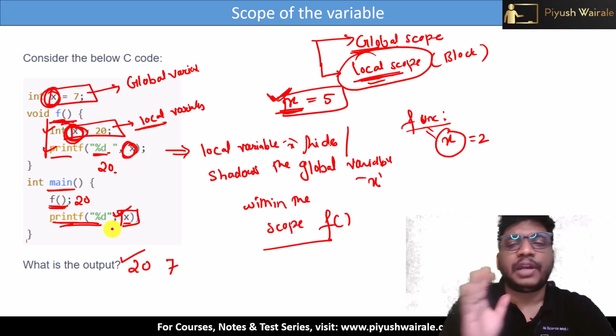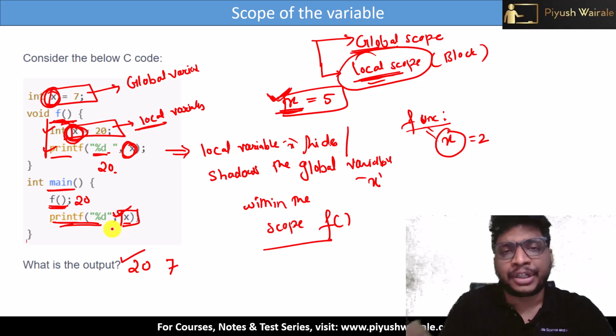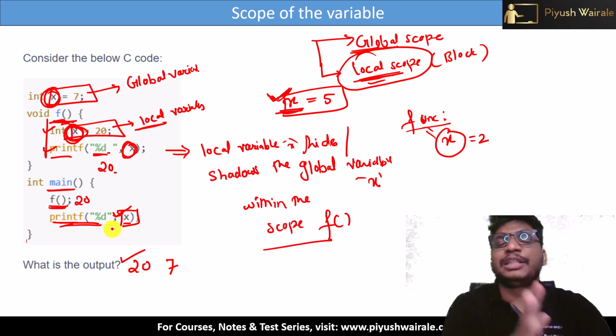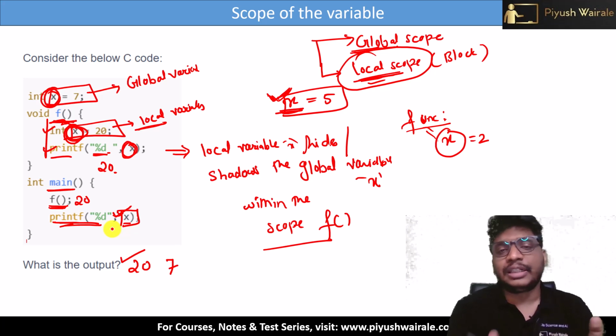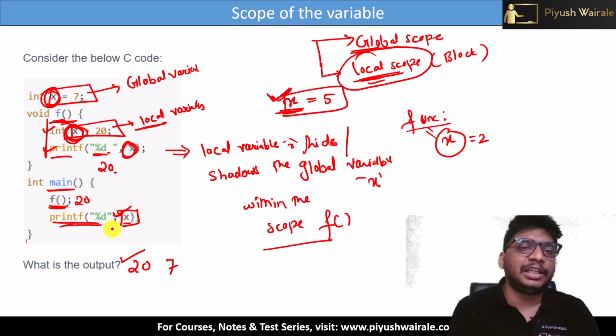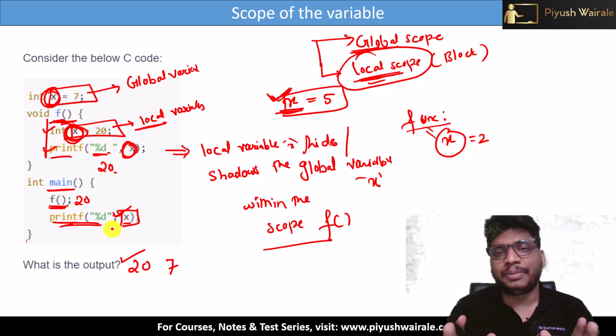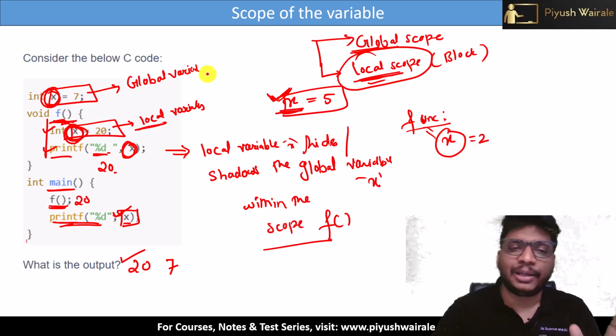Simple concept. If any variable is defined inside the function or any block of code, that is basically a local variable. Otherwise, if it is defined outside the function or outside any block of code such that it is visible throughout the code, or we can use that particular variable anywhere inside the code, that is basically a global variable. As simple as the name, global and local.